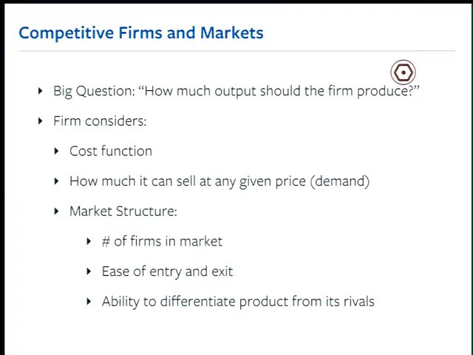But in order to figure out how much the firm should produce, it's going to consider its cost function, and we will see that its marginal and variable costs matter greatly here. It considers how much it can sell at any given price. Right? If there's no demand for a good at any given price, you probably aren't going to make it. And you're going to look at the structure of the market you're going to sell into. Are there a lot of other firms already operating in that market? Right? How easy is it to enter that market, or how easy is it for firms to exit the market?